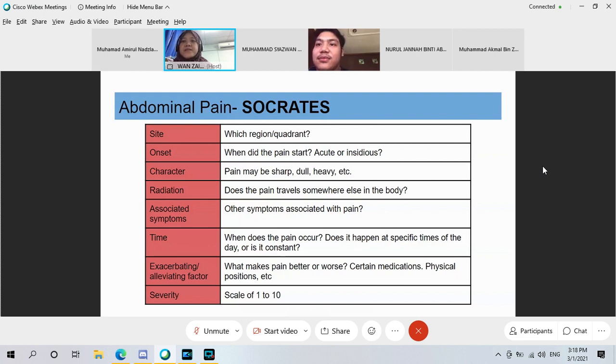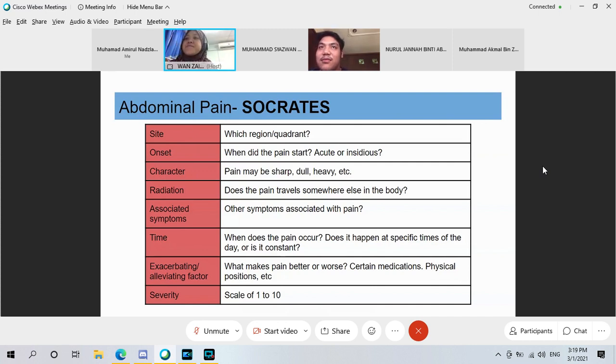For example, sharp pain. Sharp pain usually due to what? Sharp and burning pain. Usually burning pain is in conditions like peptic ulcer disease, where there is acidity. It is usually caused by chemical irritation, for example pancreatitis, gastritis. Gastric has acid, right? So, what about dull aching pain?